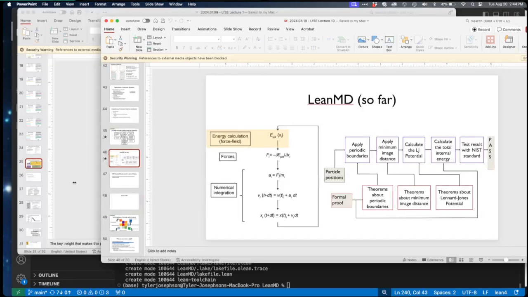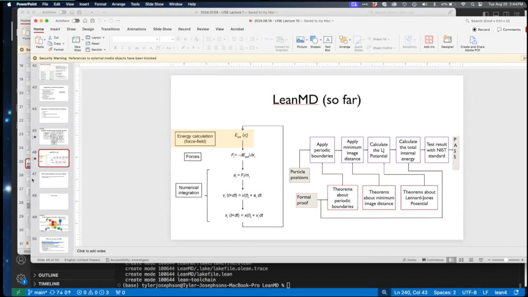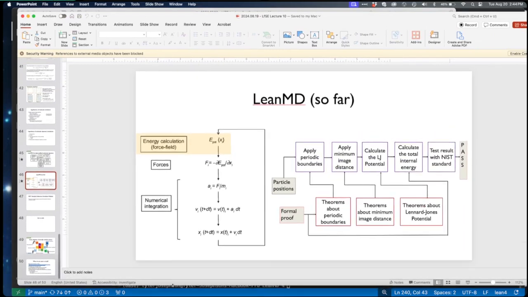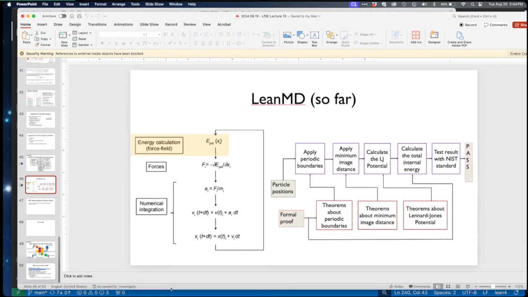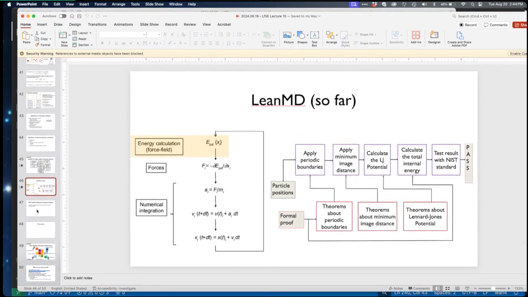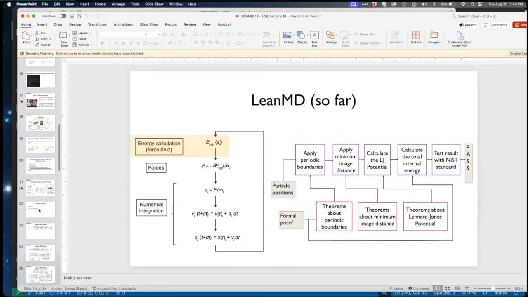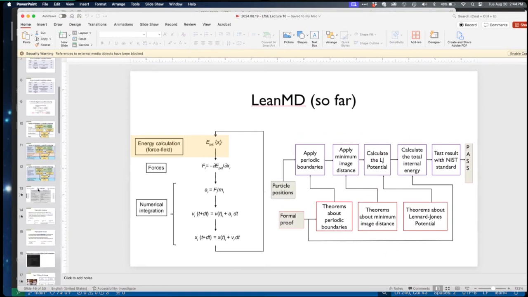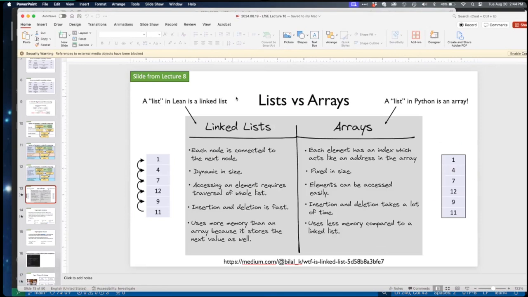This code for the largest system that we tested, which is 800 particles, takes about a minute to execute. So it's actually really, really slow compared to most MD codes. If you have an optimized one, this would be taking much, much less than a second to do a similar energy calculation. But part of the reasons for that come back to the difference between linked lists and arrays. Arrays are a lot more efficient.